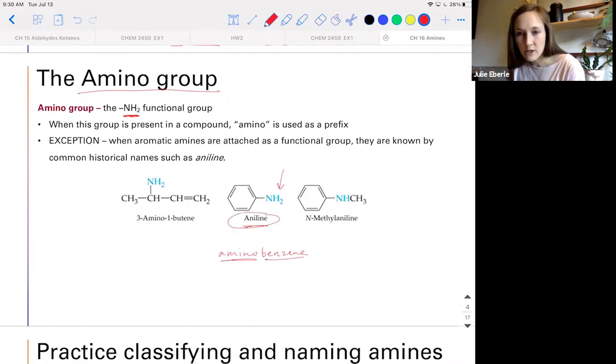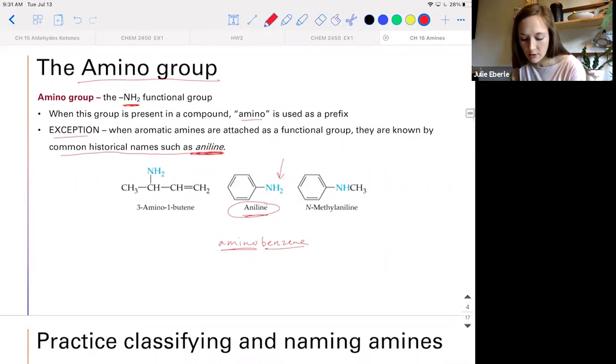The common name for this just happens to be aniline. So you see that one more often. So when this group is present in a compound, amino is used as a prefix. The exception is when aromatic amines are attached as a functional group. They are known by the common historical names. Again, I've been using this prime example of aniline. So let's look at an example of that.